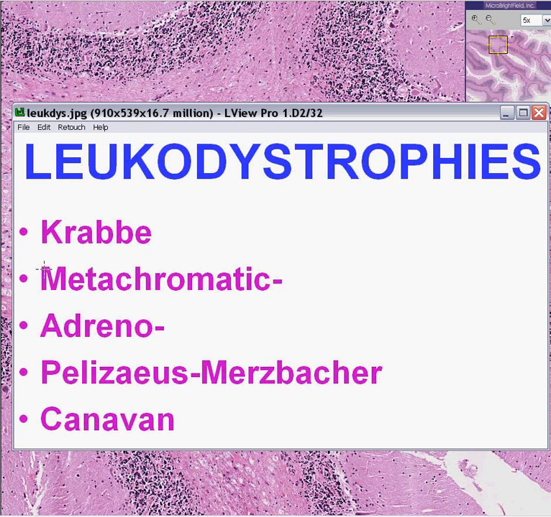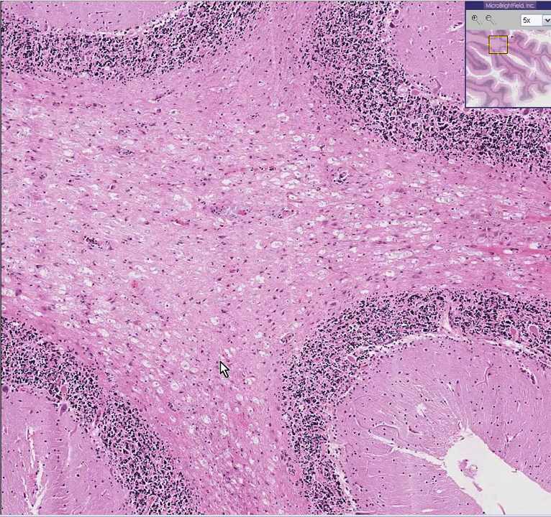So if you hear Krabbe disease or metachromatic leukodystrophy or adrenoleukodystrophy, which this particular case is, or Pelizaeus-Merzbacher disease or Canavan disease, you're talking about the family of defective myelinizations of the white matter, of myelin in the brain, which are all genetic diseases. And the defectiveness you could see.